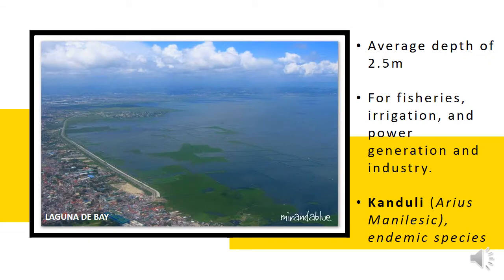This is an example of a eutrophic lake in the Philippines: Laguna de Bay, with an average depth of 2.5 meters. It has multiple uses for fisheries, irrigation, power generation, and industry. There are 8 endemic fish species in the lake, but only one endemic species, the kandule, has been extensively studied.